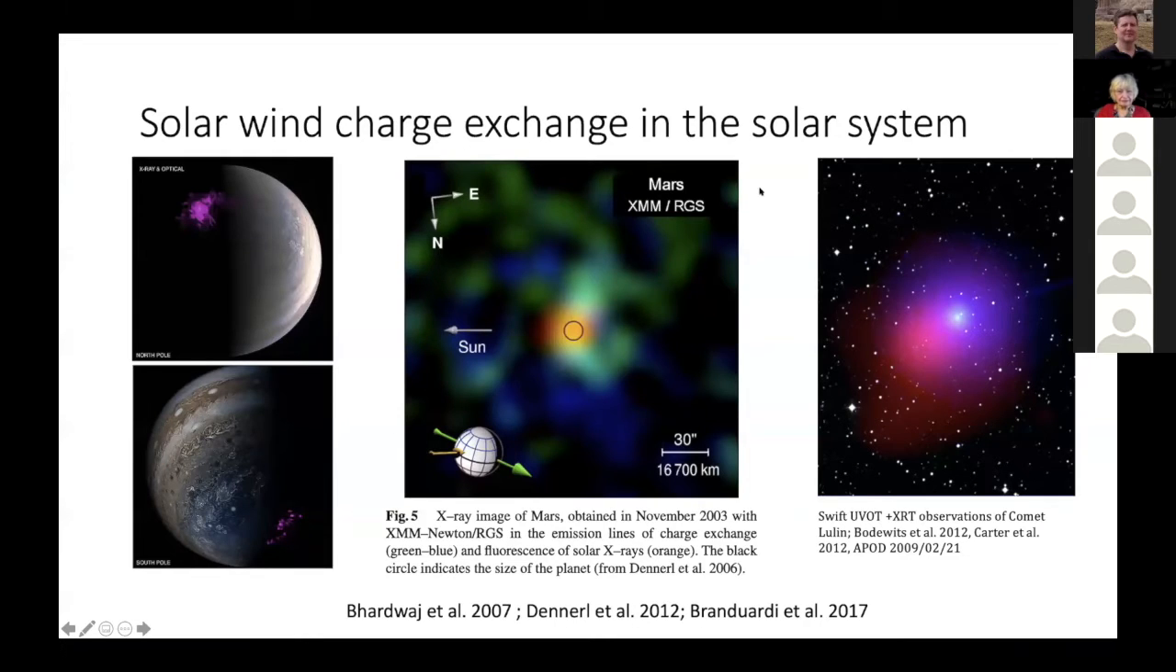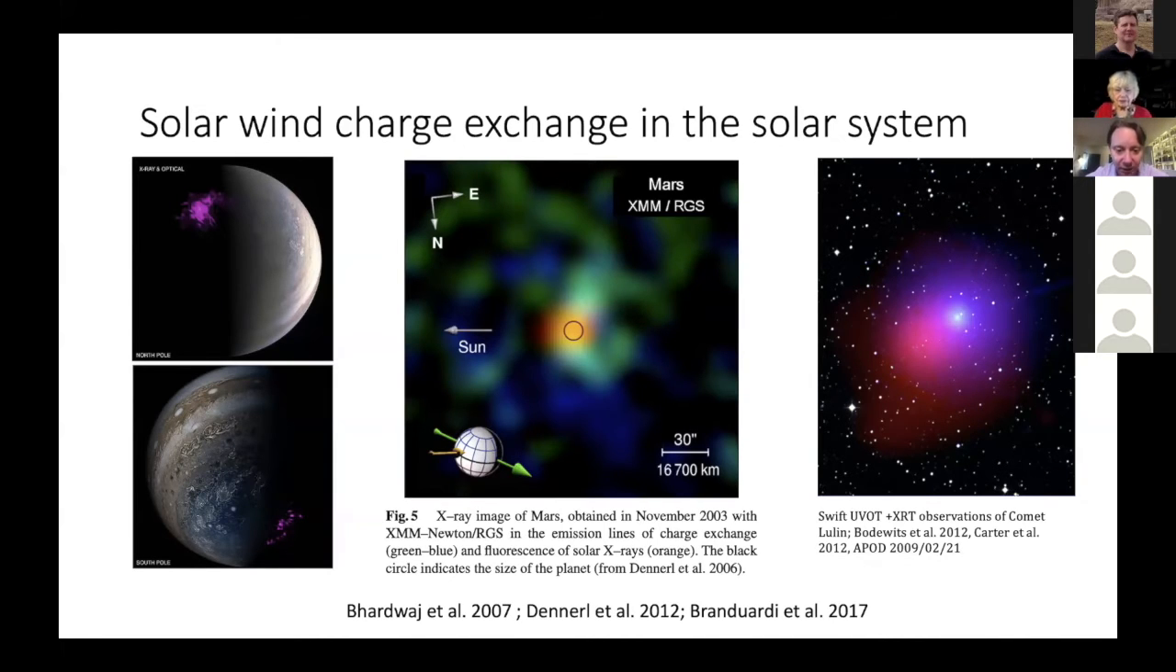Okay, next slide. So there's a lot of charge exchange in the solar system. I've shown 3 examples here. On the left, you see a beautiful image of Jupiter, an optical image overlay with its aurora on top. In the middle, you see a very blurry picture. That's an XMM image of Mars, where the 2 different colors indicate different processes.